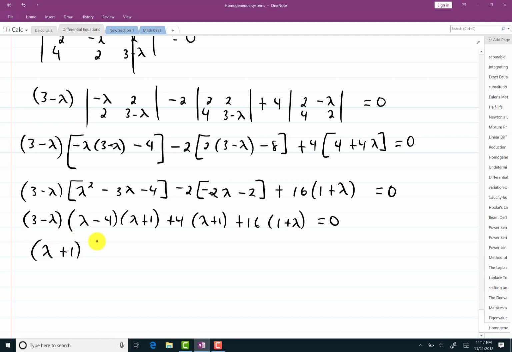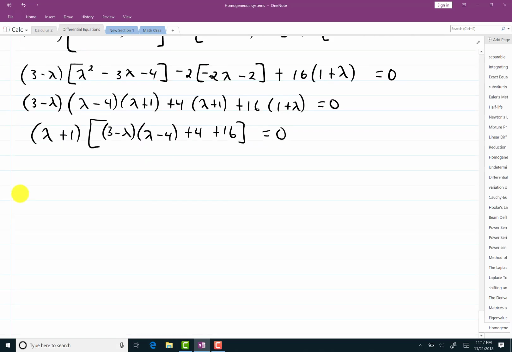Lambda plus 1. What will be left is a 3 minus lambda times lambda minus 4, plus 4, plus 16. So I'll have lambda plus 1. Here, let me multiply this out before trying to factor. I'll get 3 lambda minus 12 minus lambda squared plus 4 lambda plus 20.